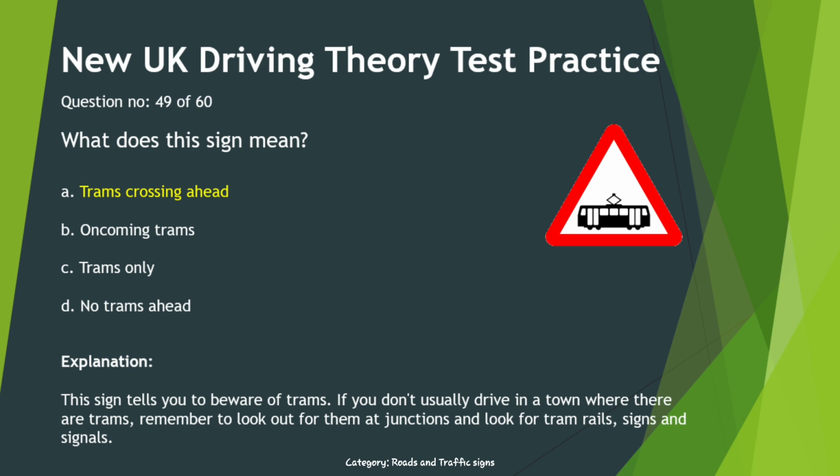Trams crossing ahead. Explanation: this sign tells you to beware of trams. If you don't usually drive in a town where there are trams, remember to look out for them at junctions and look for tram rails, signs and signals.